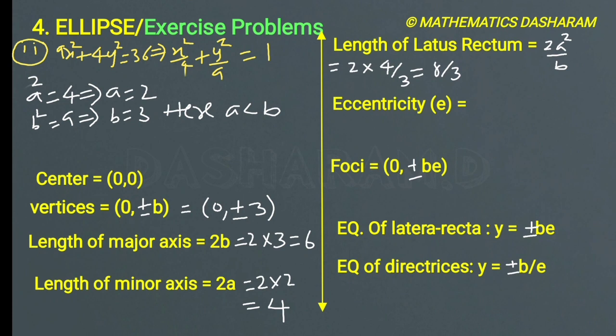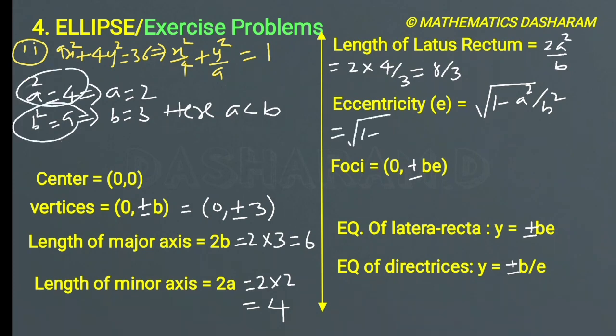Next, eccentricity, the formula is under root 1 minus a square divided by b square. So under root 1 minus a square value 4 by b square value 9. So 4 by 9. Next, 9 minus 4 is 5. So root 5 divided by 3 is the answer.